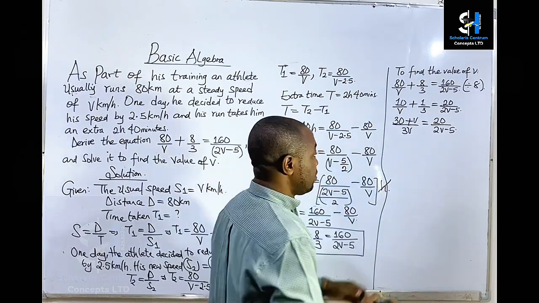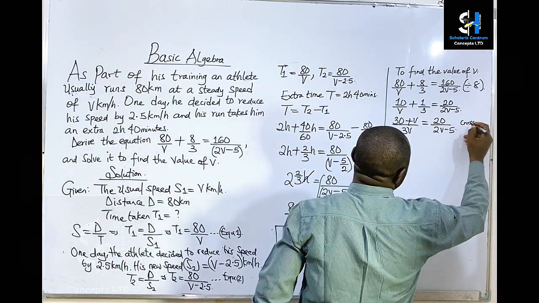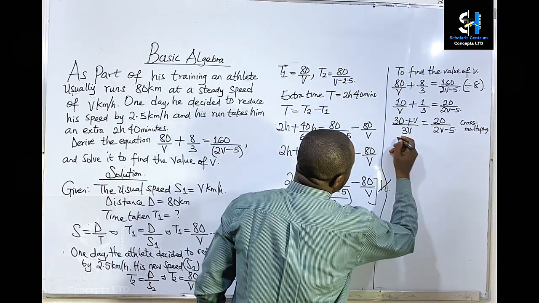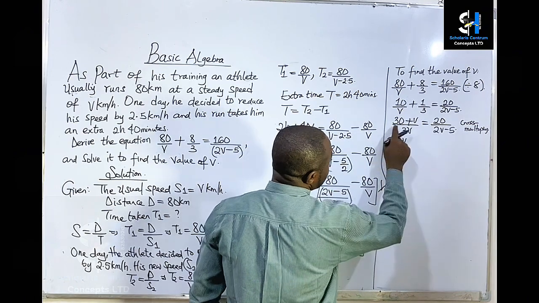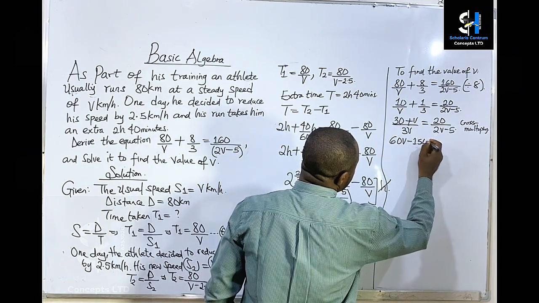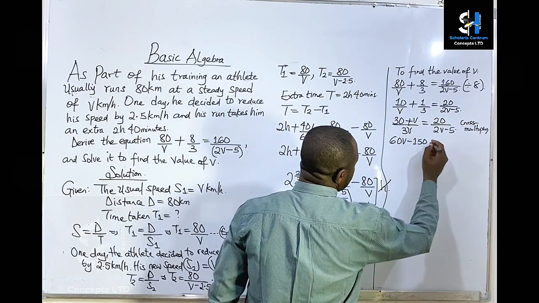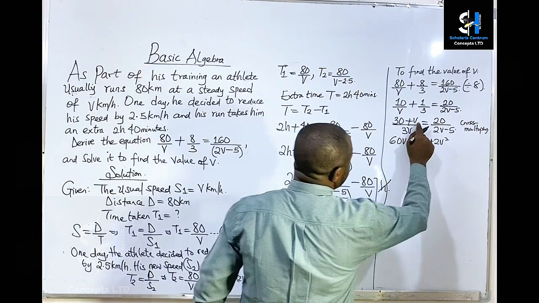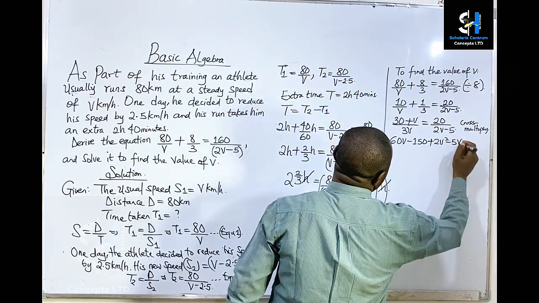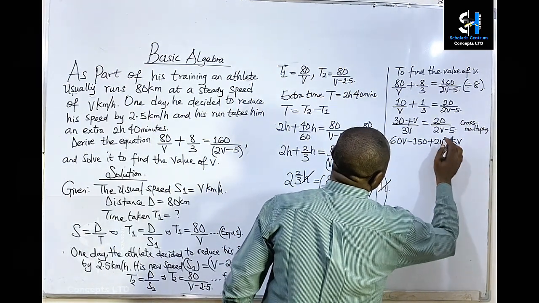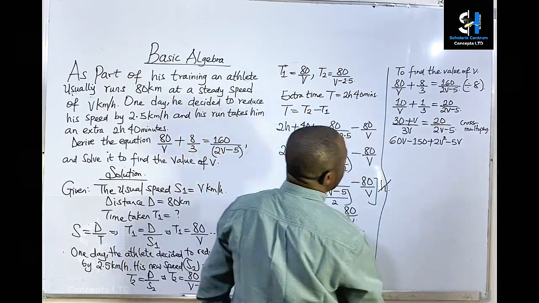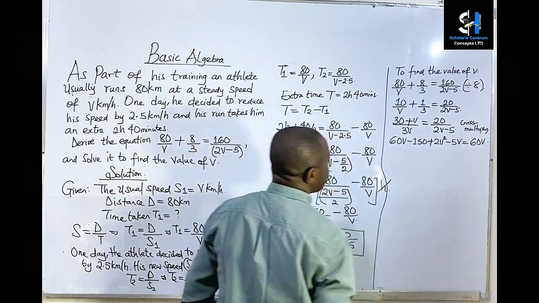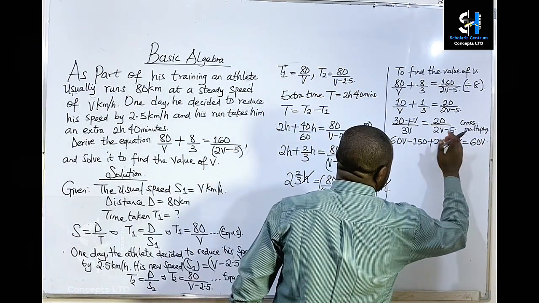So here we need to cross multiply. So that this will be 30 times 2V, that will be 60V. 30 multiplied by -5, that will be minus 150. V times 2V, that will be 2V squared. That's when we use what we call FOIL. Then V multiplied by -5, that will be minus 5V. Okay, so that will be equals to 20 times 3V. That will be 60V.